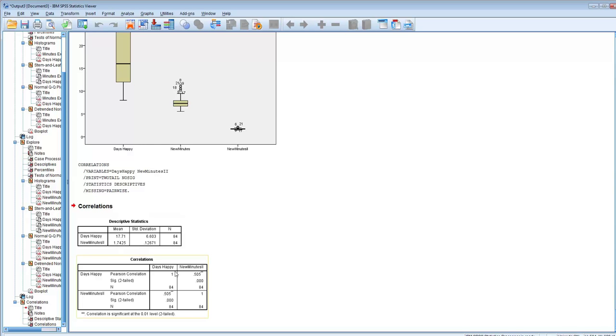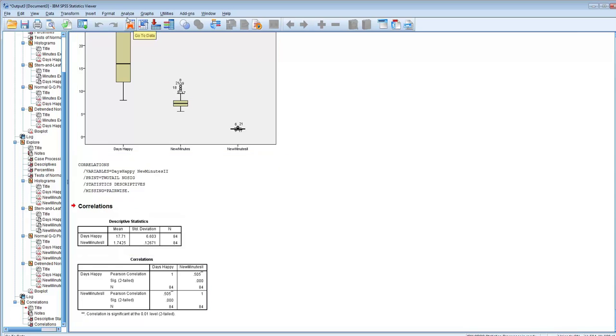And when we look at our correlation analyses, we can see that the Pearson correlation for days happy and new minutes is 0.505. There are two asterisks on this value. This is actually called the correlation coefficient, and the asterisks indicate that this is significant at the 0.01 level. And that would be it.